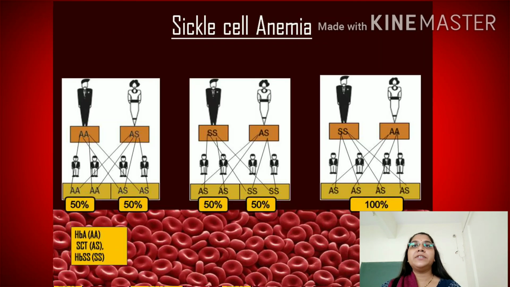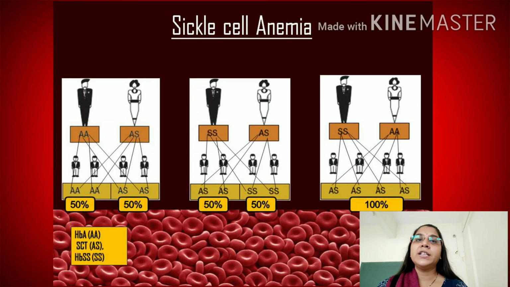Now here you can see the different types of possibilities. If one parent is normal and one parent is a trait, then there are 50-50 chances, meaning 50% chance of being normal and 50% chance of being trait. Then if one parent has sickle cell anemia and the other has sickle cell trait, then there is a 50% chance of being trait and 50% chance of being a sickle cell anemic patient.